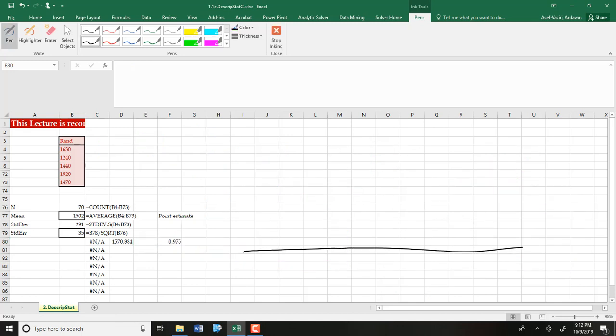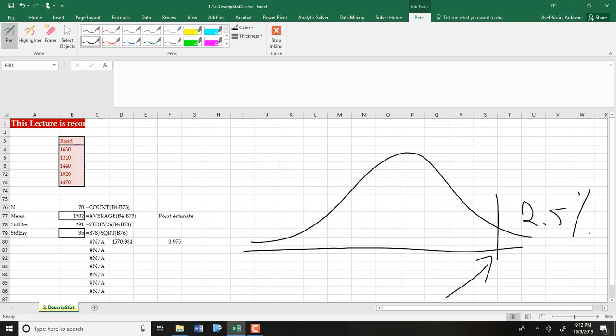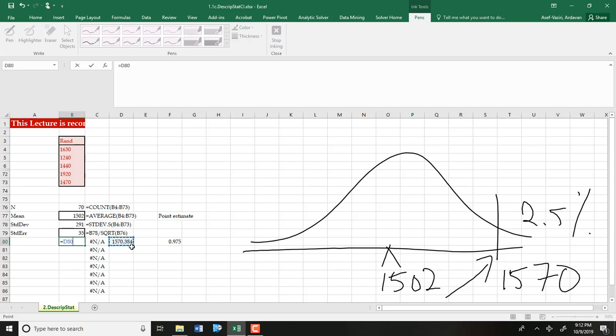Therefore, if this is my normal distribution, and this is 2.5%, this point is 1,570, and the average was 1,502. I have moved this much minus this much to the right. I have moved 68 points to the right. I call it margin of error.